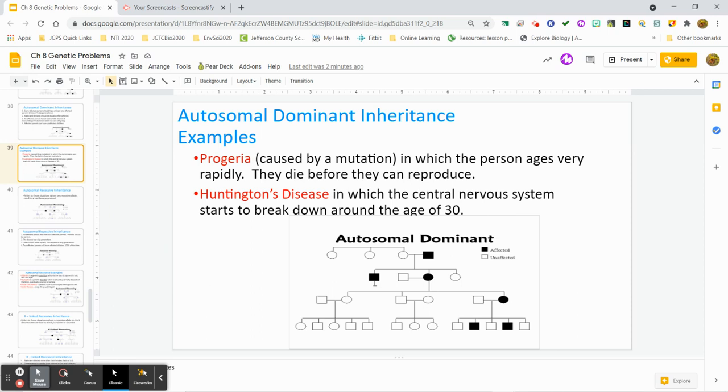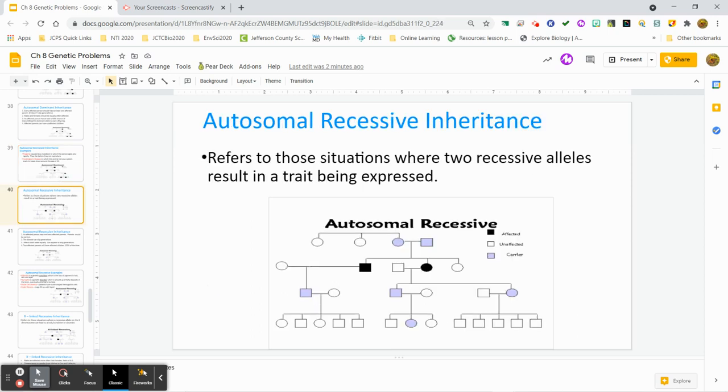Examples of autosomal dominant would be progeria, in which the person ages very rapidly, and Huntington's disease, in which the central nervous system starts to break down at the age of 30. So those are all examples of autosomal dominant diseases. The next one is autosomal recessive. This is where you have to have 2 recessive alleles to have that trait, and this is where you're going to have carriers. So here they made them a different color, but a lot of times they'll just have them half black and half white, to show that they're heterozygous.